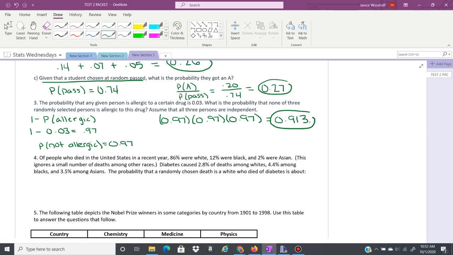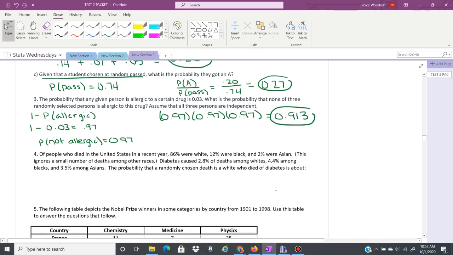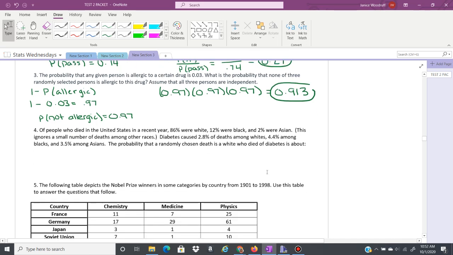All right, next problem we have. Of people who died in the United States in a recent year, 86% were white, 12% were black, and 2% were Asians. This ignores a small number of deaths among other races. Diabetes caused 2.8% of the deaths among whites, 4.4% among blacks, and 3.5% among Asians. The probability that a randomly chosen death is a white who died of diabetes is about.